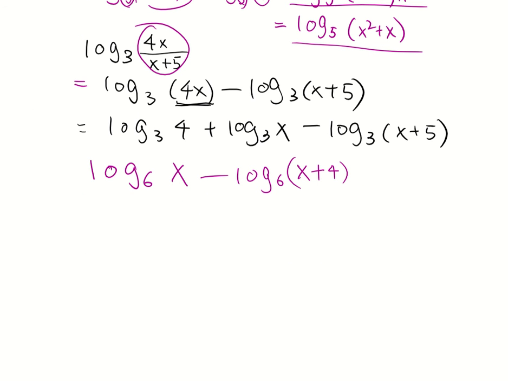If you're given this expression, you can use the quotient rule to write this as a single log because they have the same base 6, log with base 6, and you can write the new argument as a quotient, x over x plus 4. That's an application of the quotient rule.